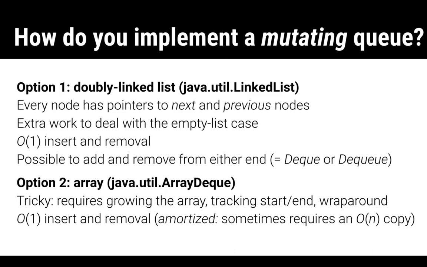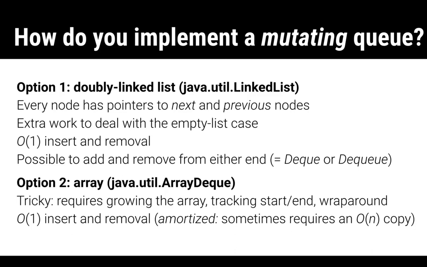How might you implement a mutating queue? Well, you could use a doubly linked list where every node has a pointer to its next and its previous node. You have to do some extra work to deal with the empty list, which I'm not really going to get into today. But when you do it right, it's constant time inserts and constant time removal. Even better, it's constant time for you to add to the front, remove from the end, add to the end, remove from the front, any direction you want. And when you can add to the front or the back, we give it another name. We call it a double-ended queue, or a deck.